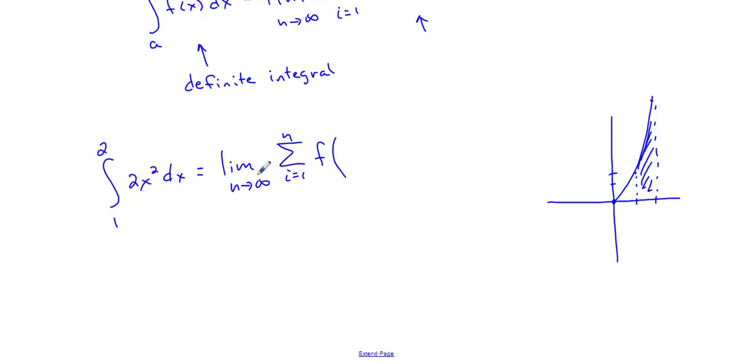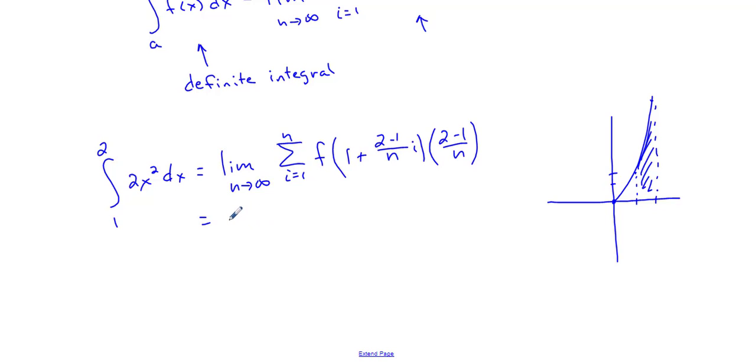let's see here. Okay, a is what? 1, plus b minus a, 2 minus 1 over n times i, times 2 minus 1 over n. Obviously, we could simplify this a little bit. And honestly, we could substitute this into function f.